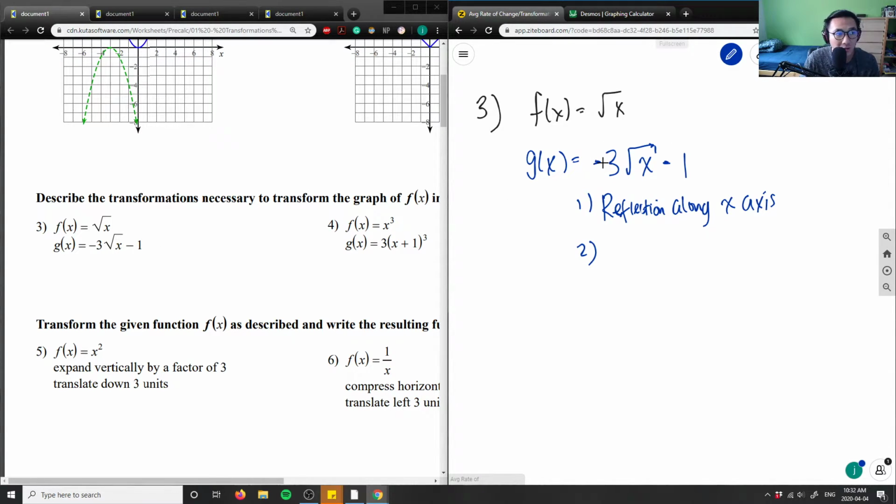What about the 3 here? Again, this number is greater than 1. So this is 3 here. If it's before the function, this is a vertical stretch. So vertical expansion, stretch, it doesn't really matter. So a vertical stretch, and this is by a factor of 3, right? By a factor of 3.